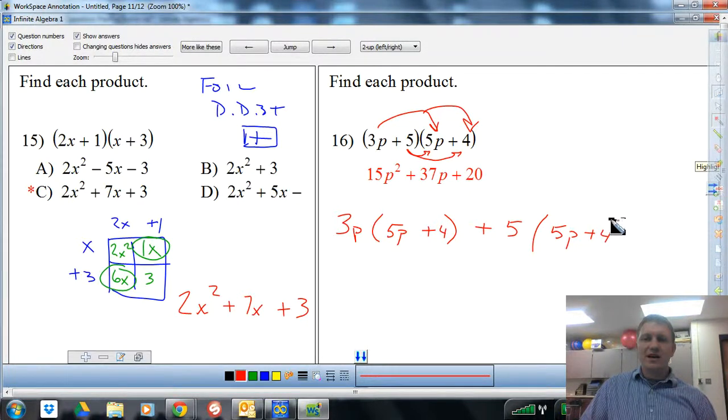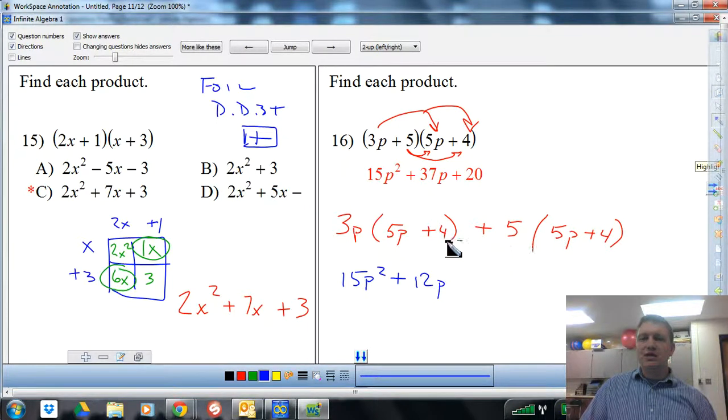So we're going to go plus 5 multiplied by 5p plus 4. Do you have to show this step? No. You could just jump to writing down your terms after you've multiplied. But I'm going to show that this is really just the distributive method. Okay, so 3p times 5p is 15p squared, you've got to keep the p squared on there.